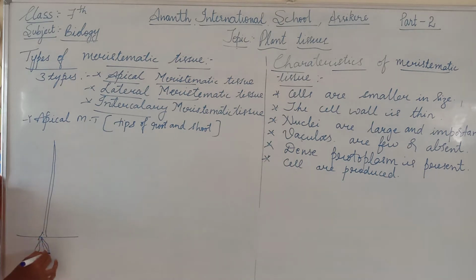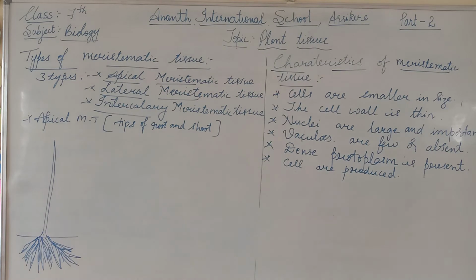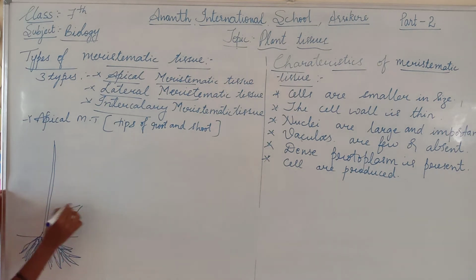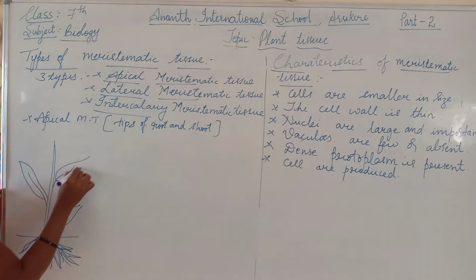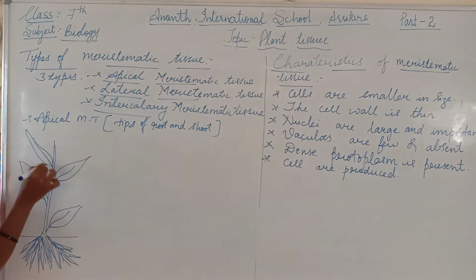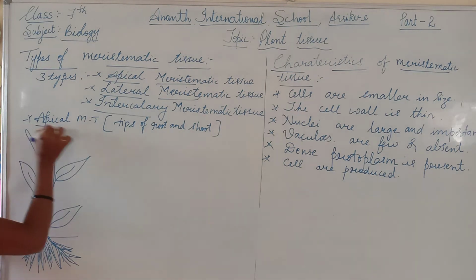So as we all know, there are two systems in the plant, that is root system and the shoot system. So here is a plant diagram. With the help of this diagram, we shall study the types of meristematic tissue. This is the rough diagram of a plant. So the first one is the apical meristematic tissue.